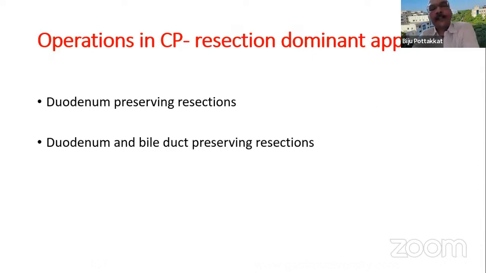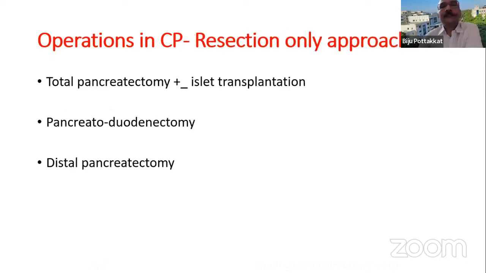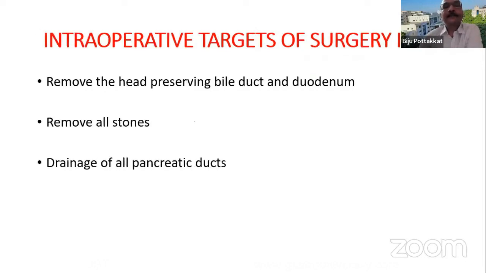Further, it went into resection dominant approaches where there is an en bloc or piecemeal block resection done rather than coring. The idea was to preserve the duodenum and the bile duct, and something short of a Whipple, plus or minus drainage procedures. Resection only approaches are also there, like total pancreatectomy, islet transplantation, pancreatoduodenectomy, distal pancreatectomy for specific indications. But this may come up if islet transplantation comes to a bigger arena.